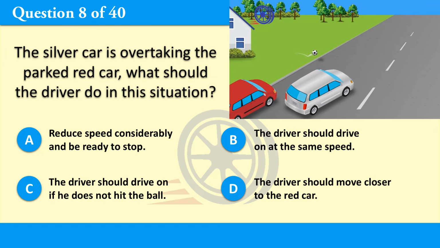The silver car is overtaking the parked red car. What should the driver do in this situation? A. Reduce speed considerably and be ready to stop. B. The driver should drive on at the same speed. C. The driver should drive on if he does not hit the ball. D. The driver should move closer to the red car.